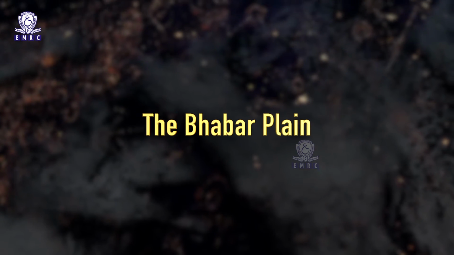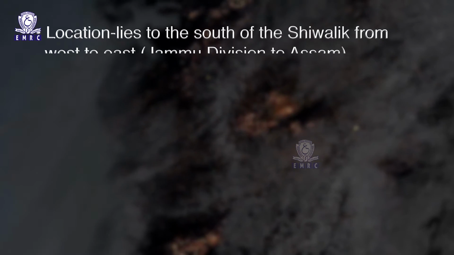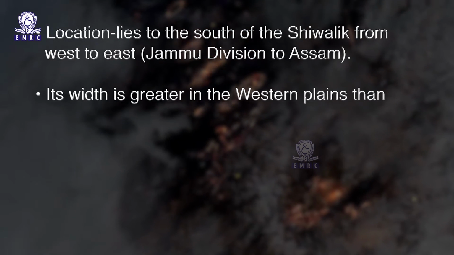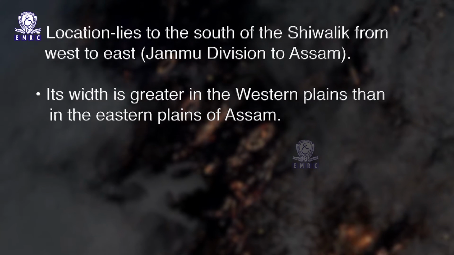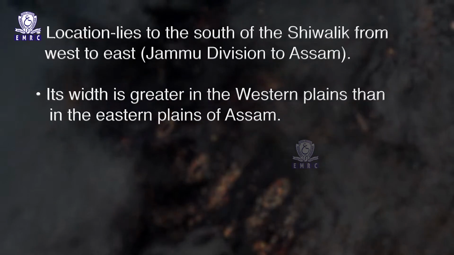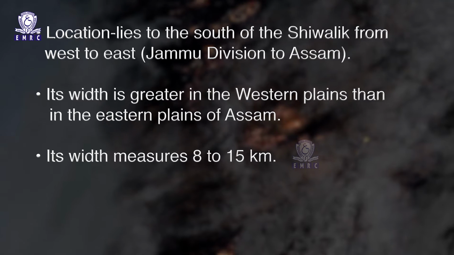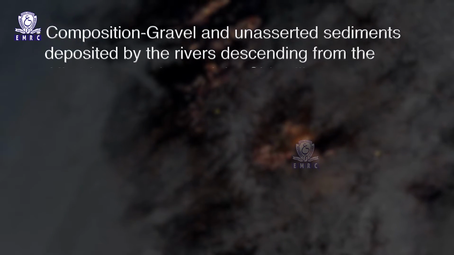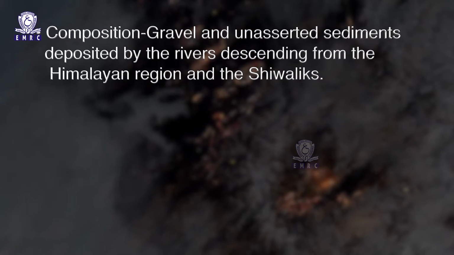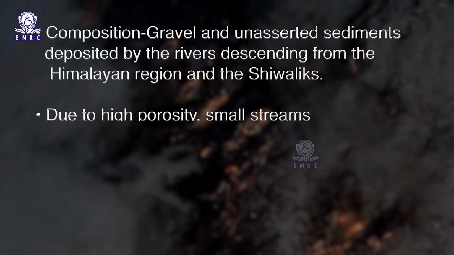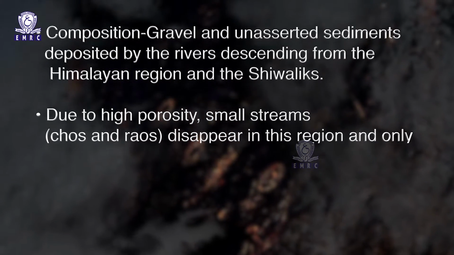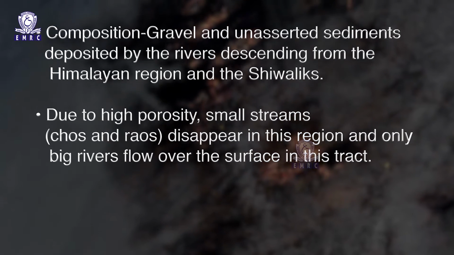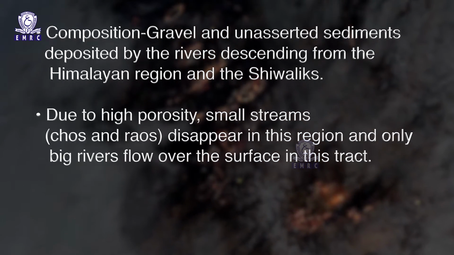The Bhabbar plain. The location lies to the south of the Shivalik from west to east, from the Jammu division to Assam. Its width is greater in the western plains than in the eastern plains of Assam. Its width measures 8 to 15 kilometers. This region comprises gravel and unconsolidated sediments deposited by the rivers descending from the Himalayan region and the Shivaliks. Due to high porosity, small streams, the Chos and the Raos, disappear in this region and only big rivers flow over the surface in this tract.